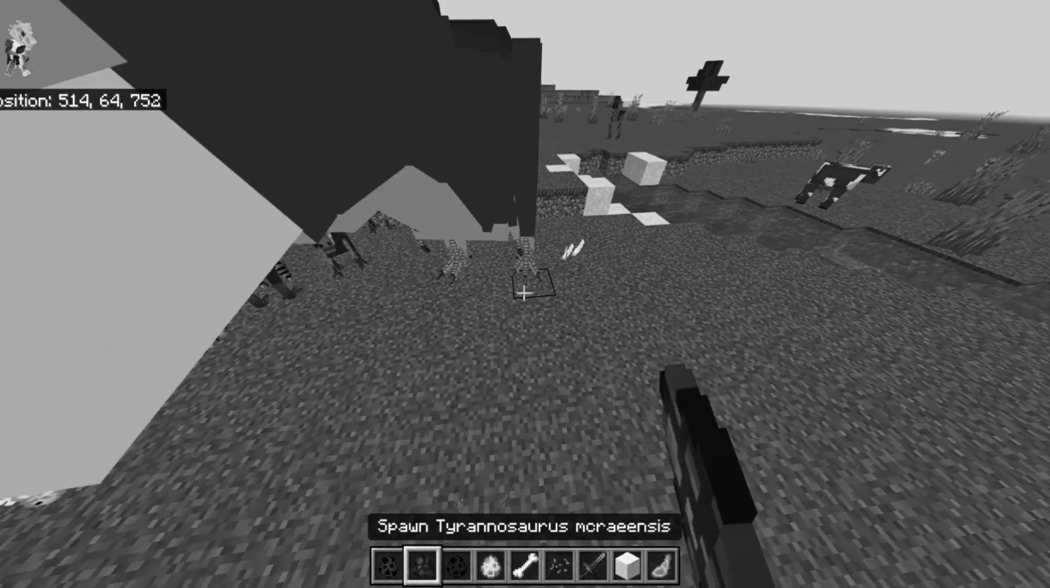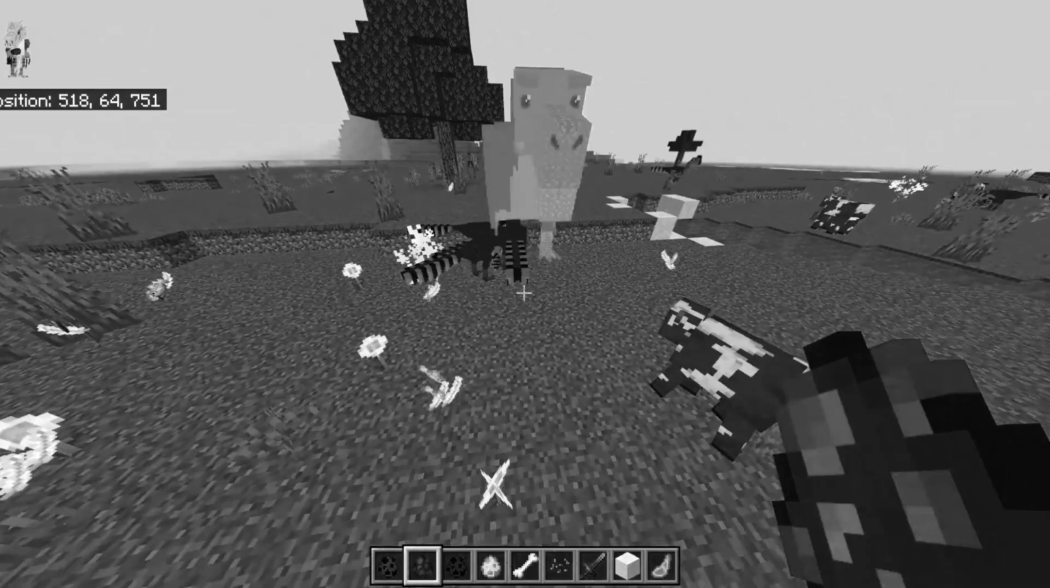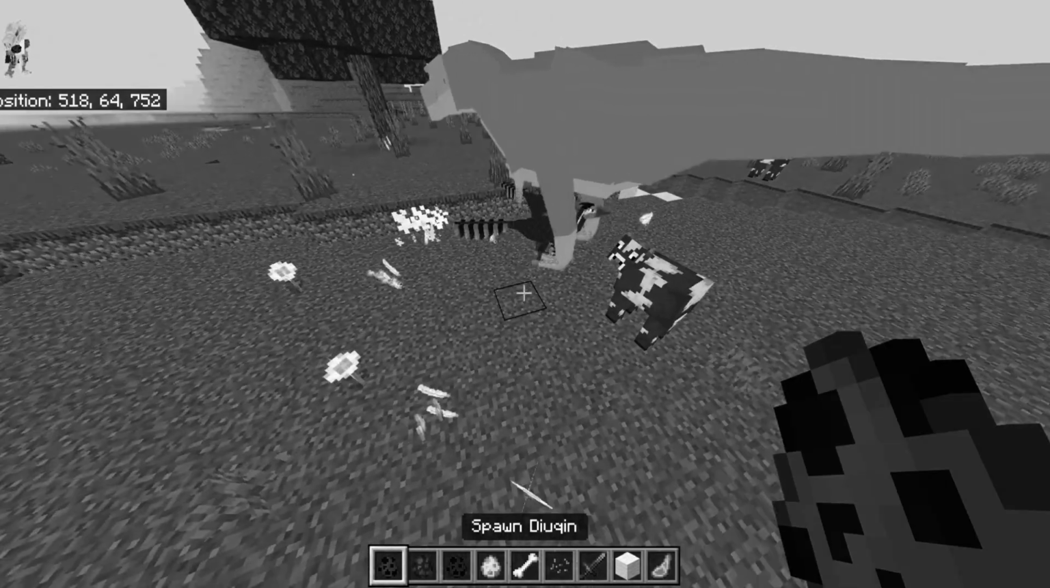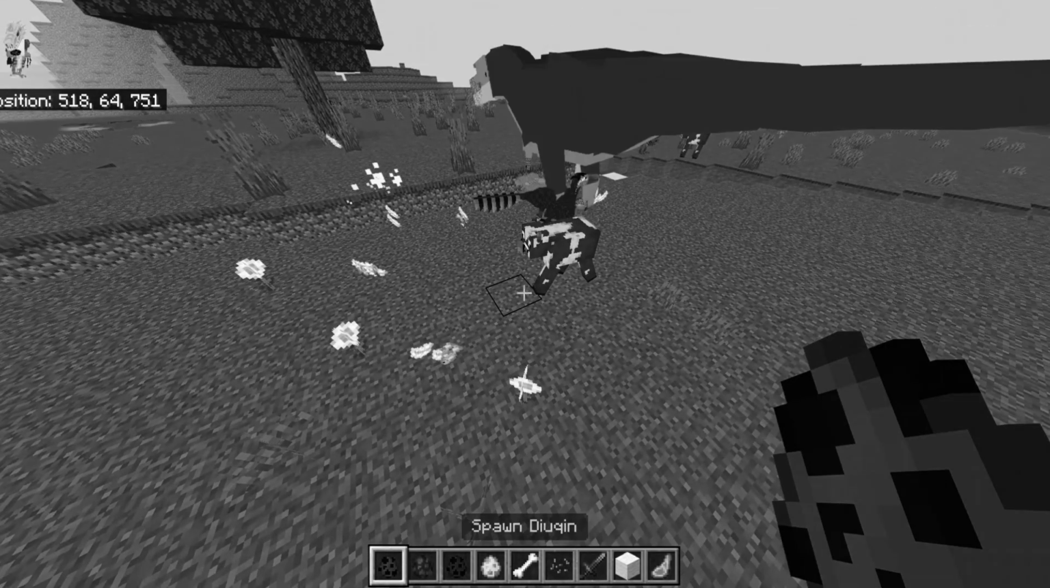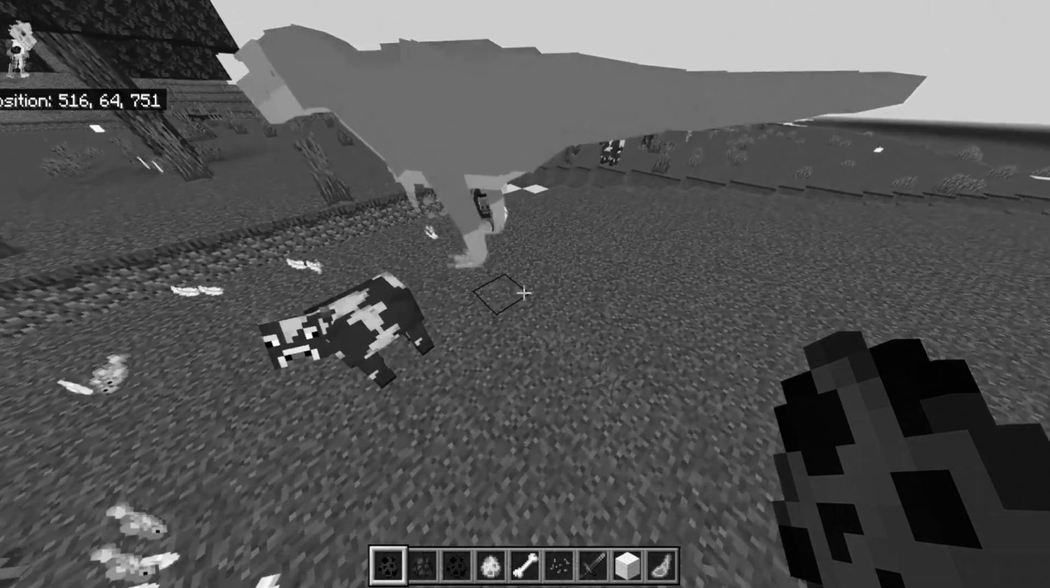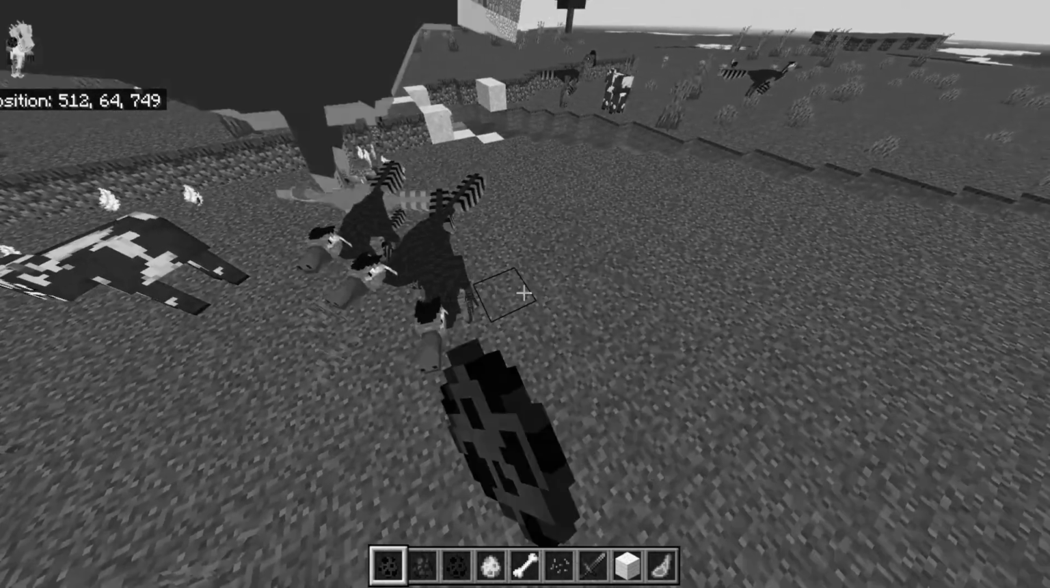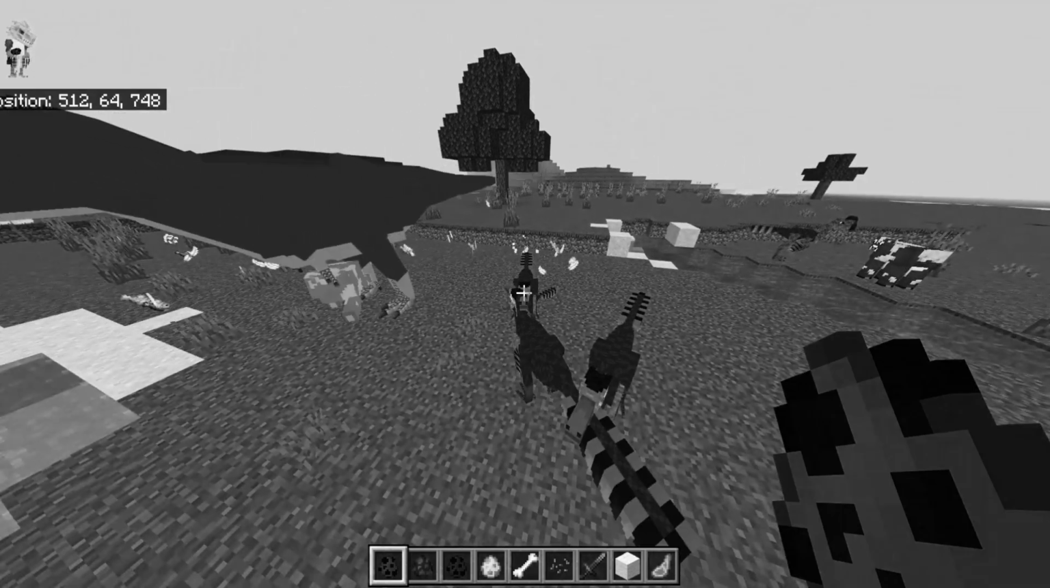The Diuqin eventually killed the Tyrannosaurus mcraeensis. However, in real life the Diuqin would not have hunted in packs, and any adult Tyrannosaurus mcraeensis would last much longer than this one against hordes of raptors.